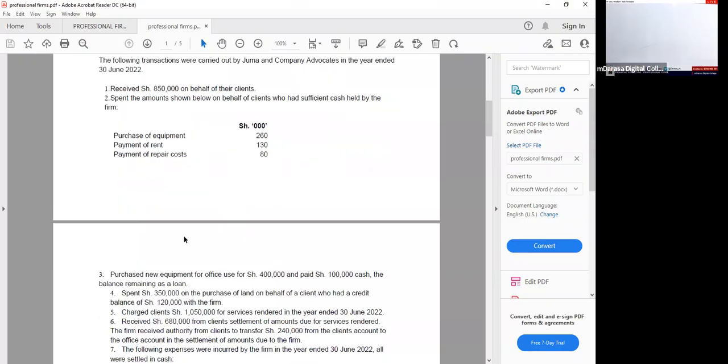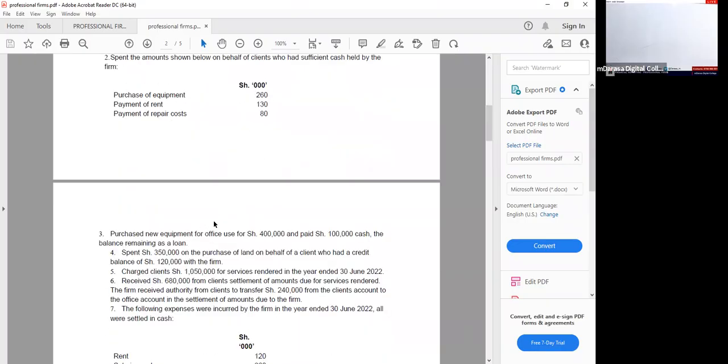Number 3, purchase new equipment for office use for 400,000 and paid 100,000 cash. The balance remaining as a loan. So it means clearly here that we purchased an item at 400. We didn't have enough cash, so we paid 100, and the balance was to be paid via what? It was to remain as a loan. So in this case, we debit our office equipment, and we credit our loan account as well as our cash account. Very vital to note that.